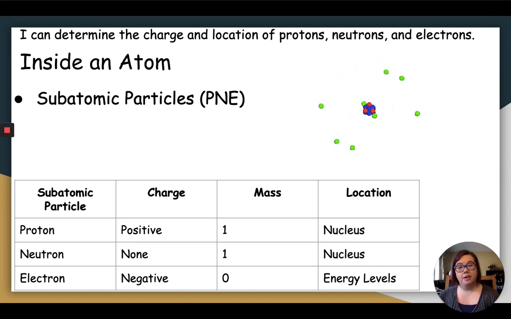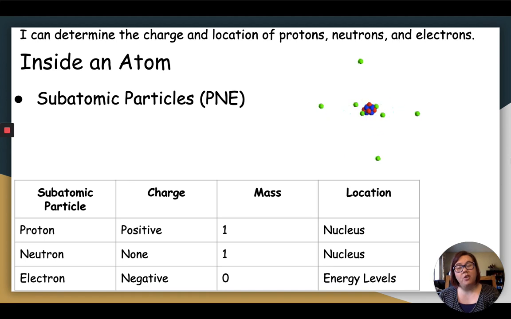So the first thing we need to know about these particles is what their charge is. This gets really important when we start talking about ions, which you'll see in a later video. So protons are positively charged, right? Pro, you think of like a positive kind of connotation to that word. So that's a good way to remember it. They're positively charged. Neutrons have a neutral charge or no charge. So again, it sounds kind of like the word neutral, which is like a no charge. So that's a good way to remember it.